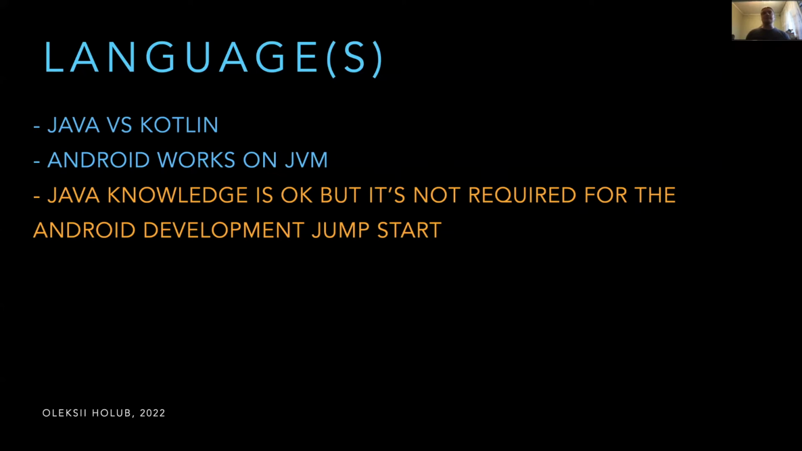So if you start to develop applications on Android in 2022, no Java knowledge is required. You can use Kotlin as a first language, and you can develop a whole application using almost no Java at all. So this is an important thing, and I will explain why.